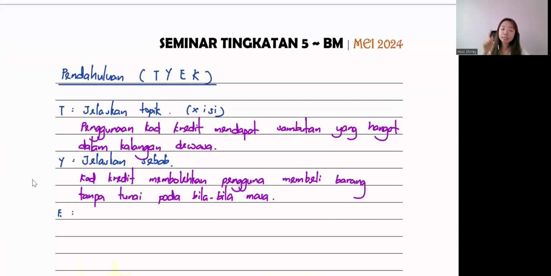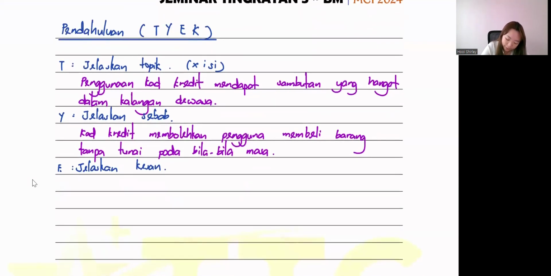So over here, the E means the effect, the kesan. You need to jelaskan kesan. So for you to jelaskan kesan, it can be two ways. So let's say this is the positive one.